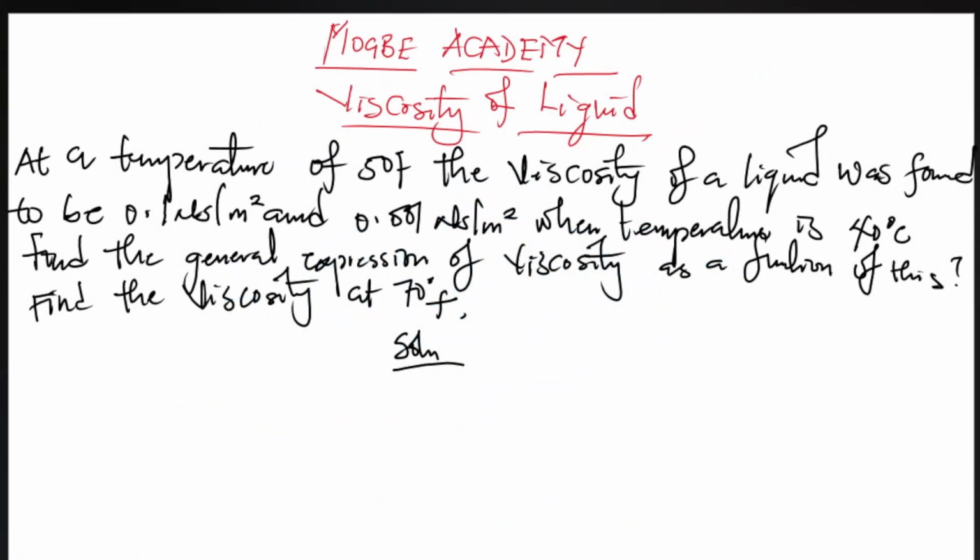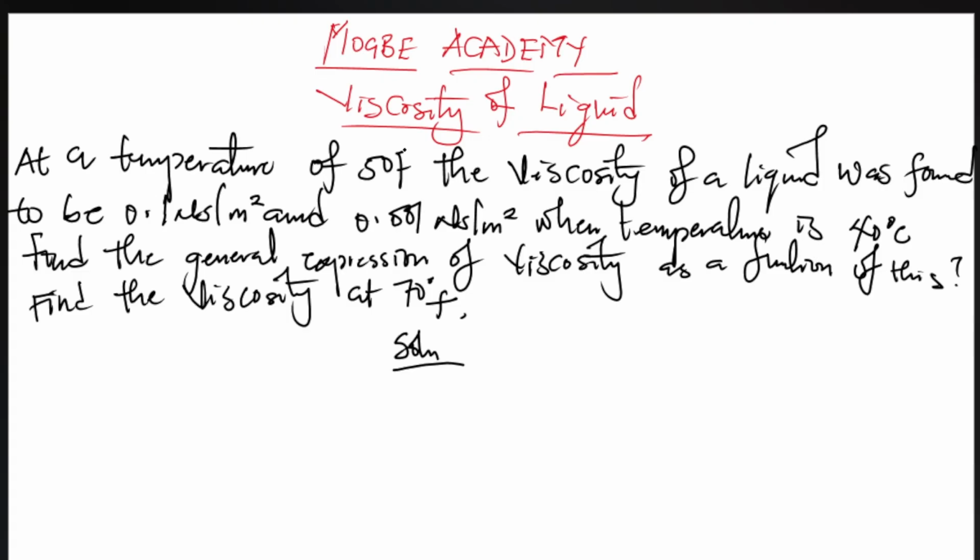So from our question 2, we're simply given that at a temperature of 50 degrees Fahrenheit, the viscosity of a fluid was found to be 0.1 Newton seconds per meter square, and 0.001 Newton seconds per meter square. Now what's the question? They are simply asked, when the temperature is 40 degrees Celsius, find the general expression for the viscosity as a function of this.